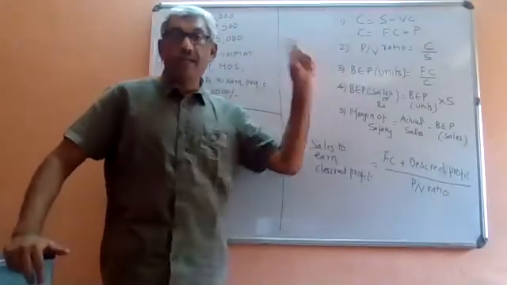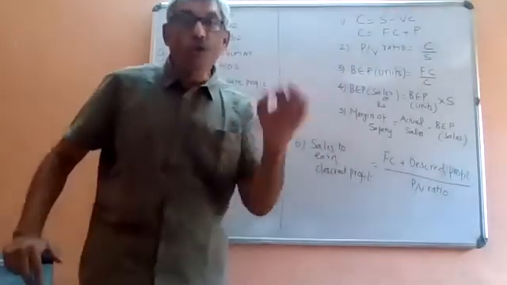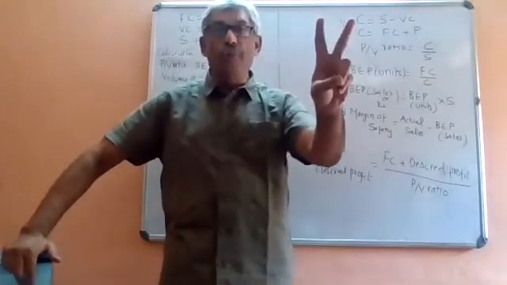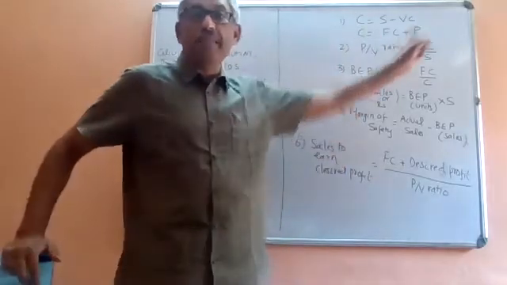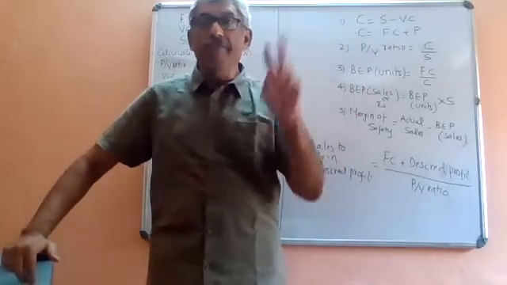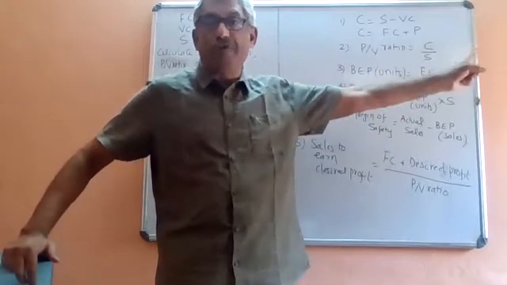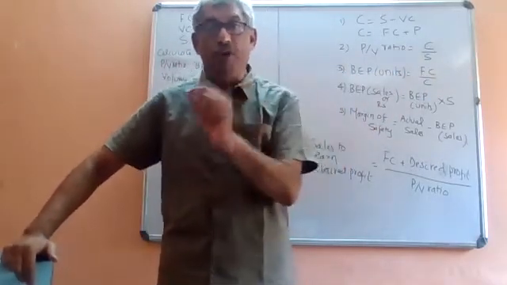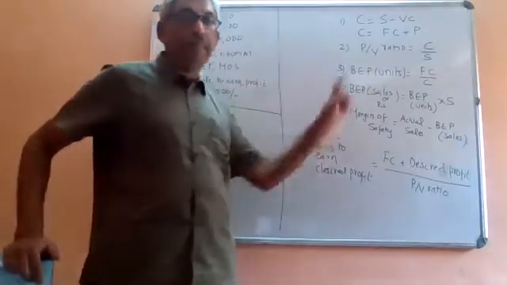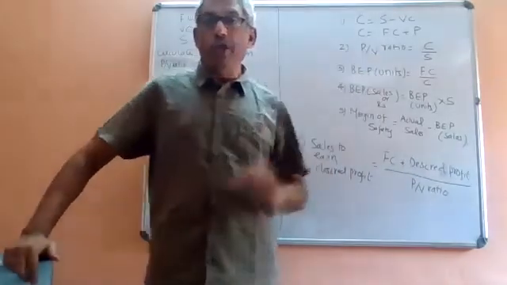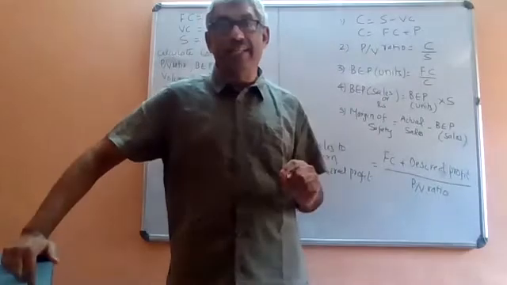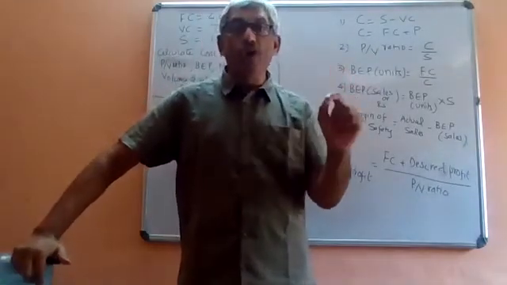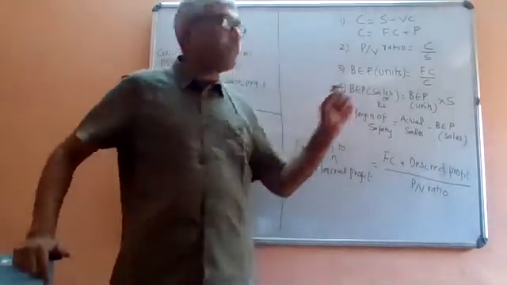Let us see all the formulas. Once again, contribution. Two formulas for contribution. The first is sales minus variable cost, and the second formula is fixed cost plus profit. Second formula, PV ratio. The PV ratio is contribution by sales.